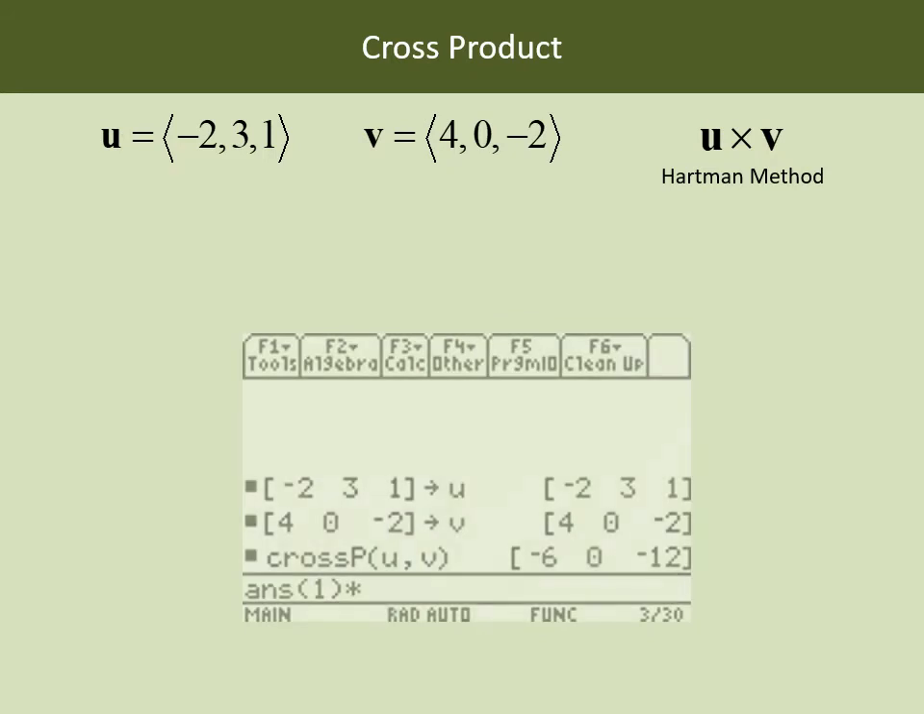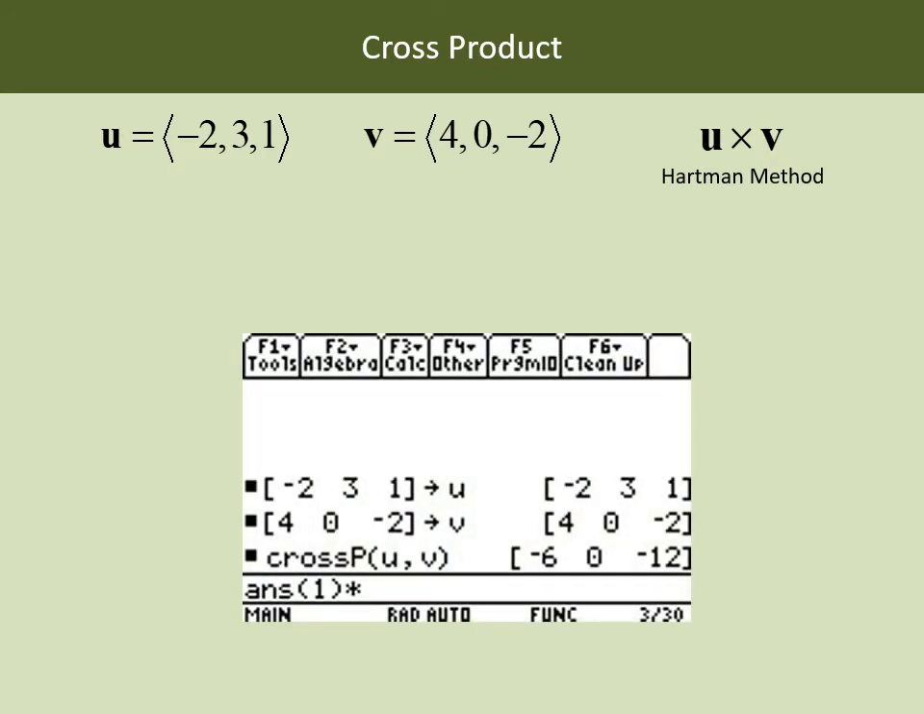On our calculator, we can do this several different ways. But here, we've taken the u vector and stored it as the variable u. We've taken the v vector and stored it as the variable v. And then we've done the crossP. Now this has to be u first and v second.